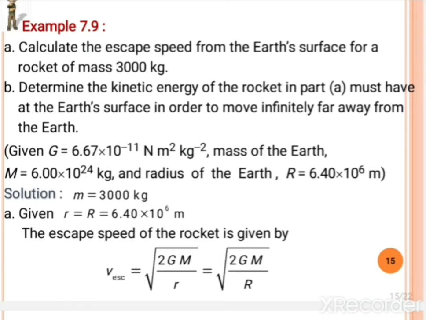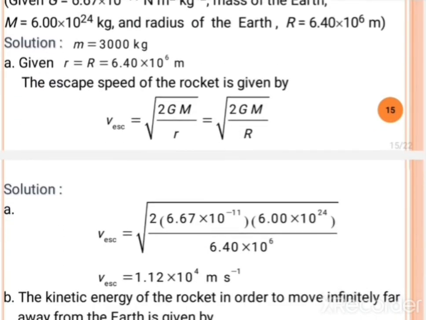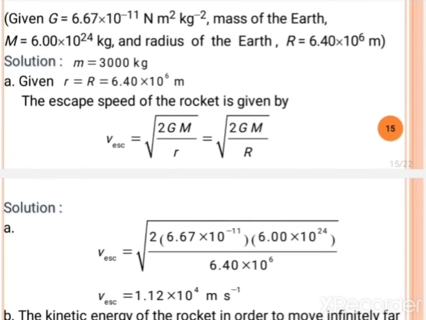Okay, so Earth's surface here is R. So R is equal to the radius of Earth, because this rocket is on Earth's surface. So we use the formula. Look at this solution. The formula is v escape equal to the square root of 2GM over r, and r here is equal to the radius of Earth. So substitute the values. Remember, M here is the mass of Earth, not the mass of the rocket. Don't confuse it. So substitute the values. Escape velocity is equal to 1.12 times 10 to the power of 4 meters per second.